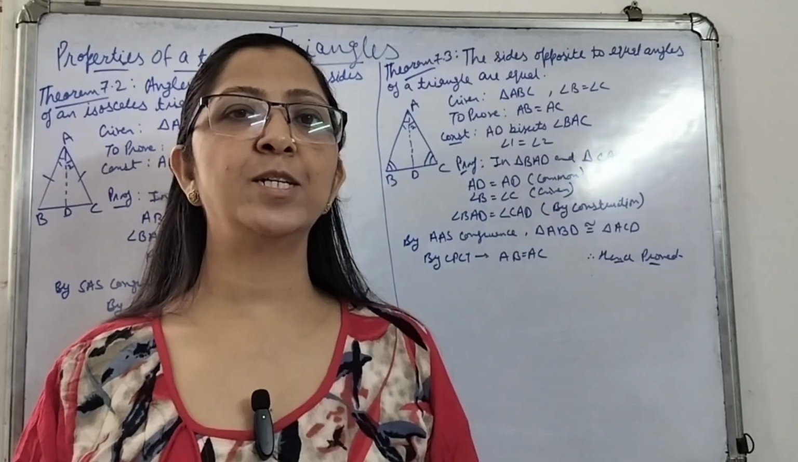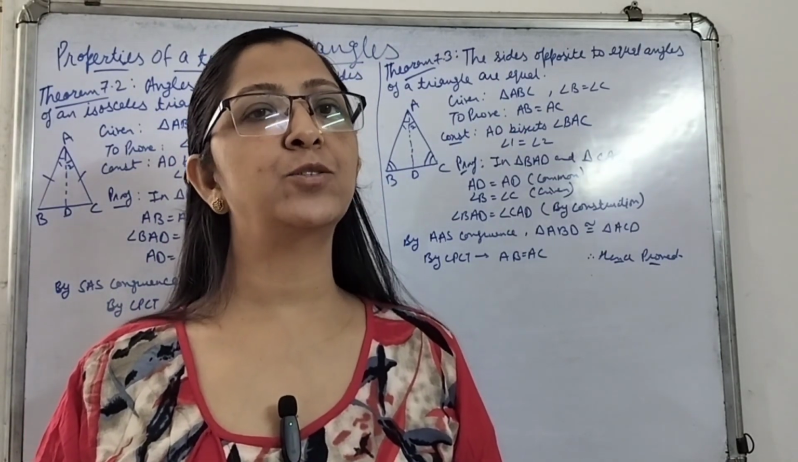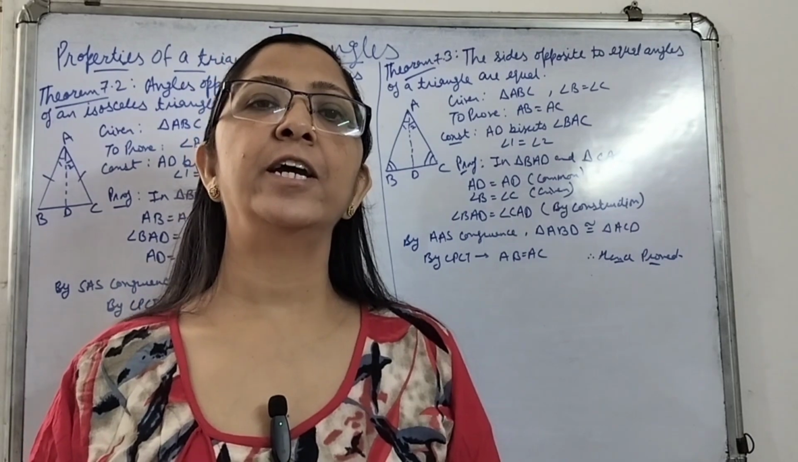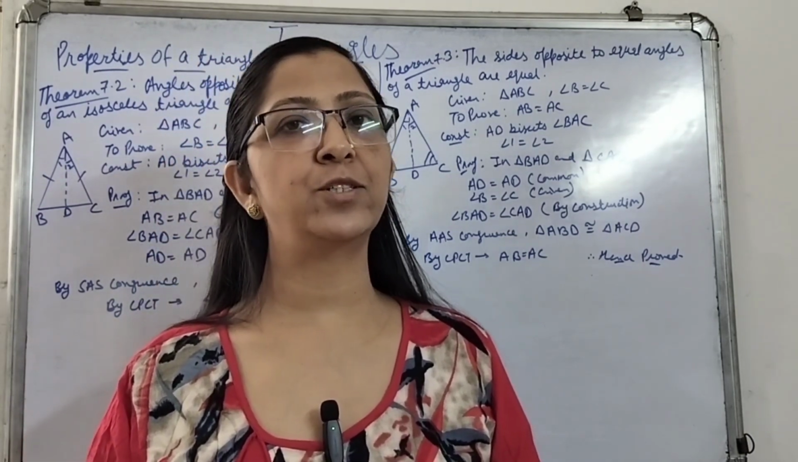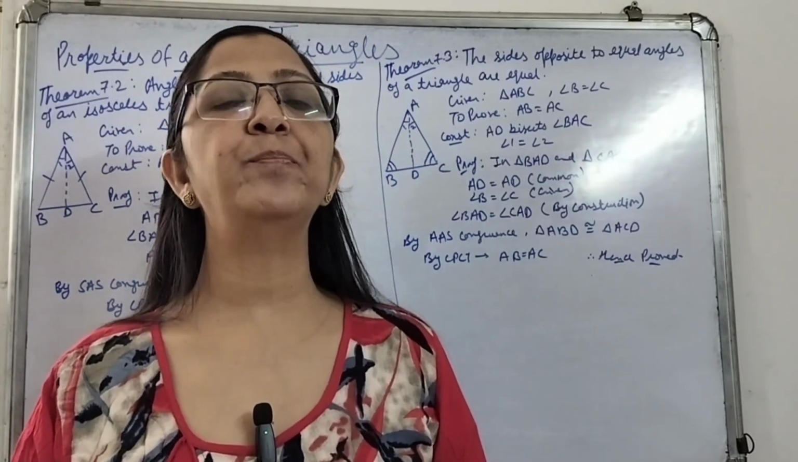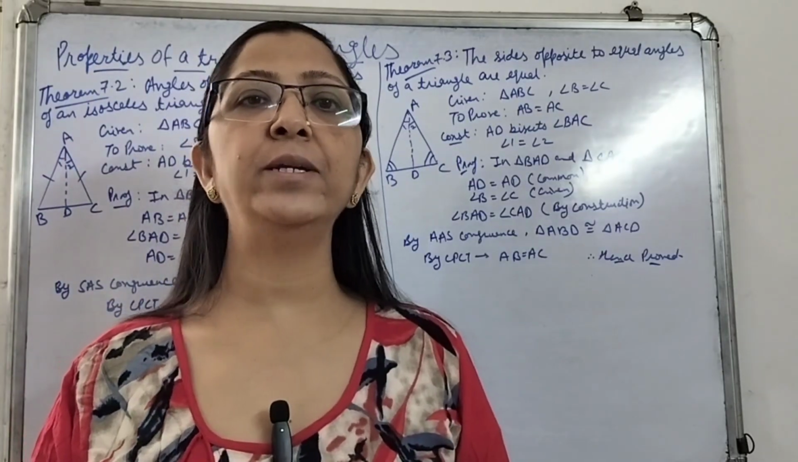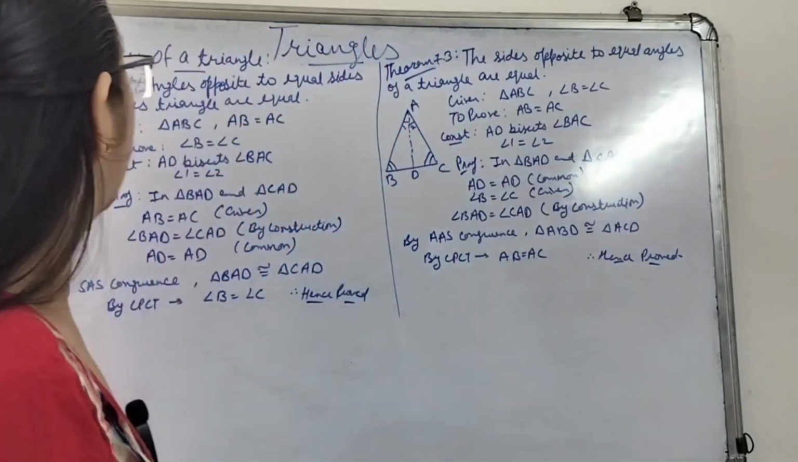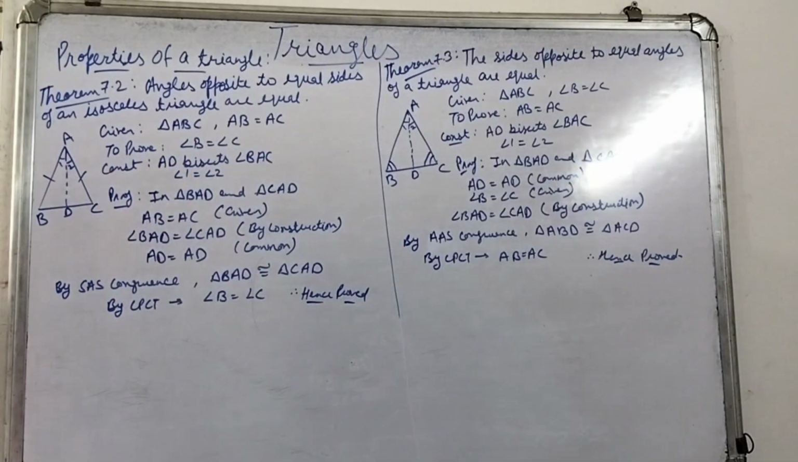Now let's understand some of the properties of a triangle. We know that a triangle is known as an isosceles triangle if two sides of the triangle are equal. And if all three sides of a triangle are equal, we say it is an equilateral triangle. So here we'll be understanding some of the properties of an isosceles triangle. Theorem 7.2: Angles opposite to equal sides of an isosceles triangle are equal.